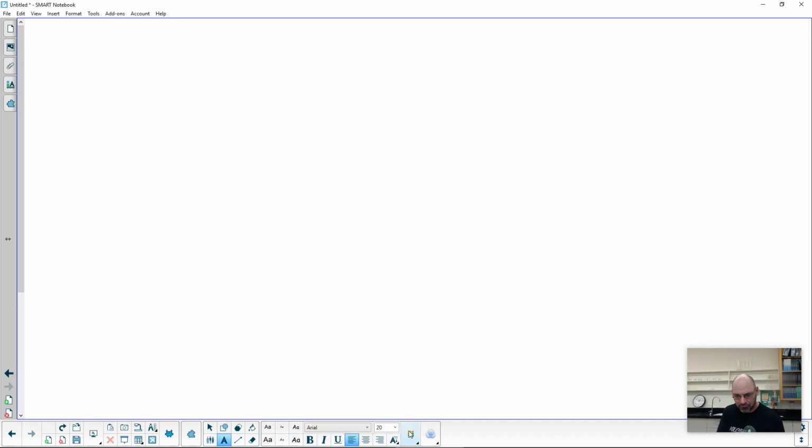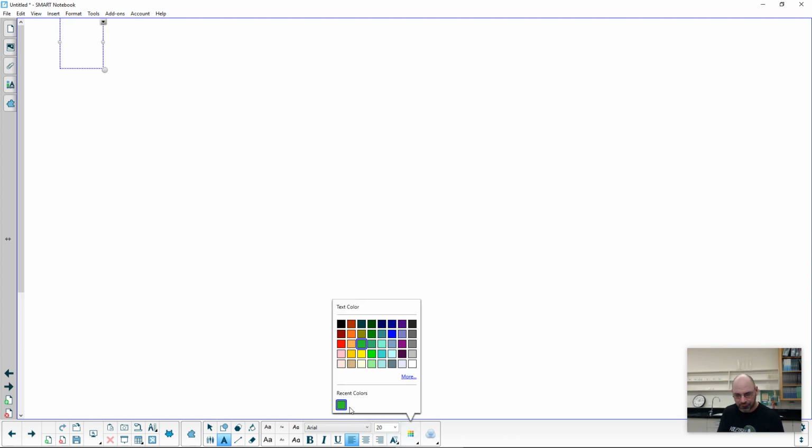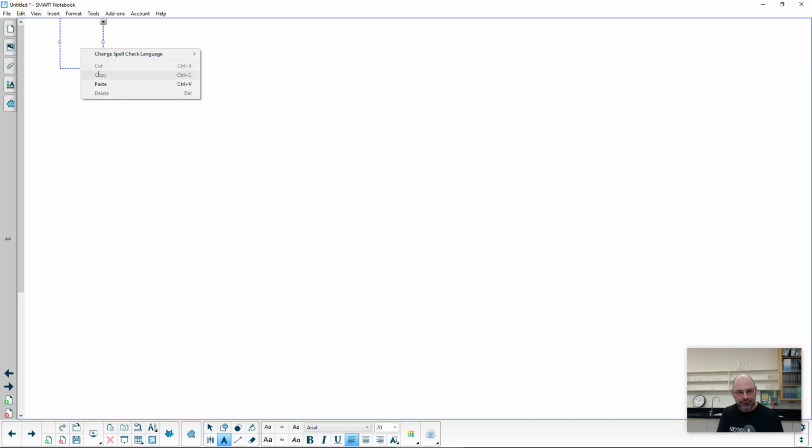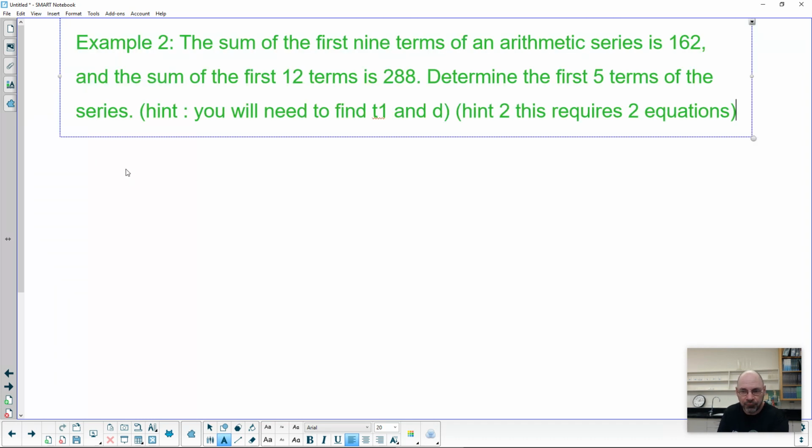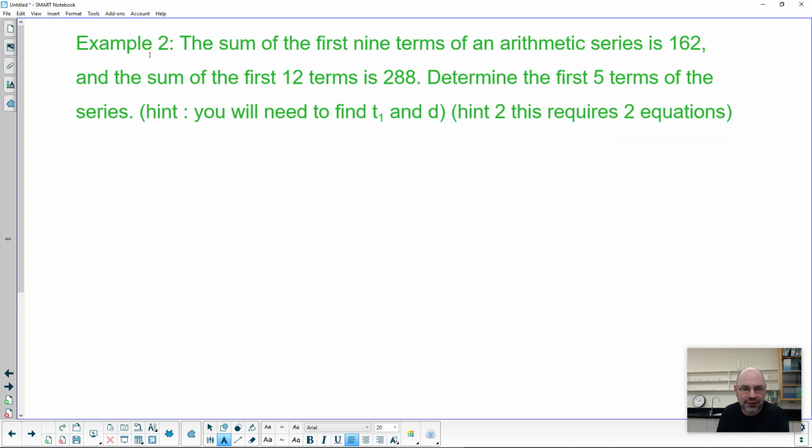And I think we used green, so we'll use green again for the question. I guess I should click there first. There we go. Okay, so example 2, paste it in here. All right, so this should be subscripted. So let's do that so that it looks a little bit better. There we are. Okay, it says example 2.